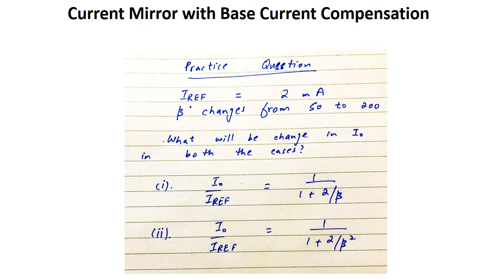In the next class we are going to see how we can change the output resistance and increase the output resistance of current mirror.